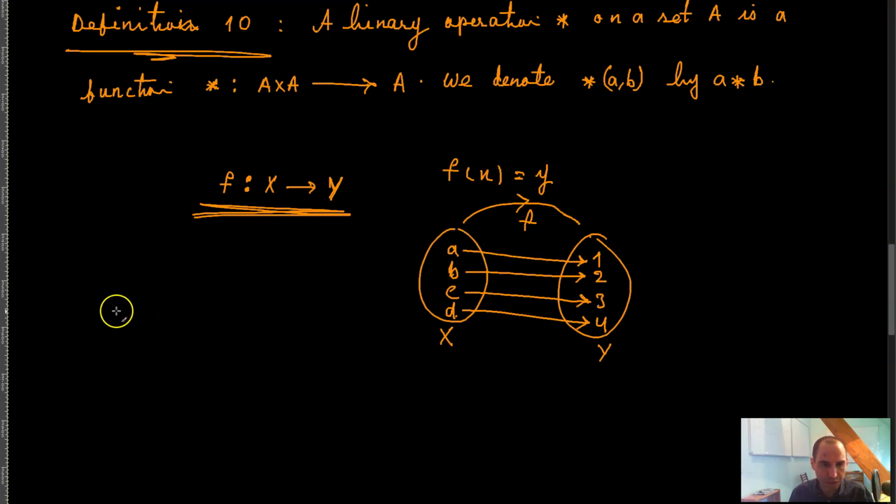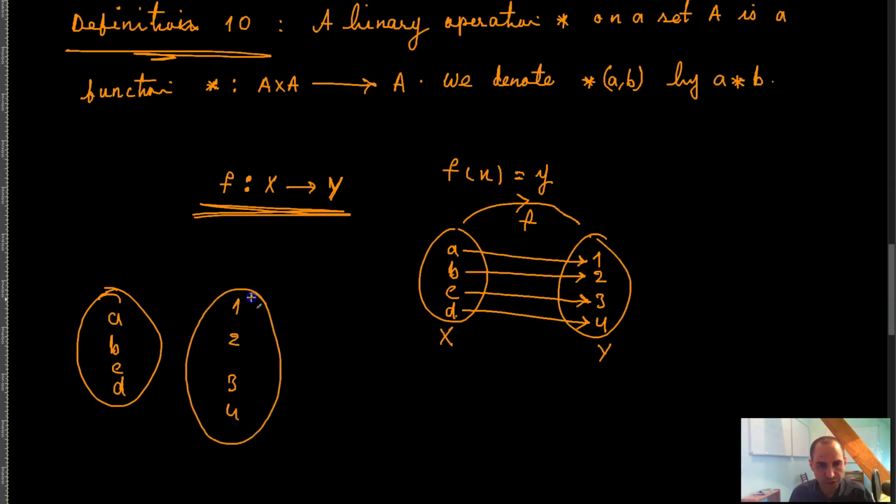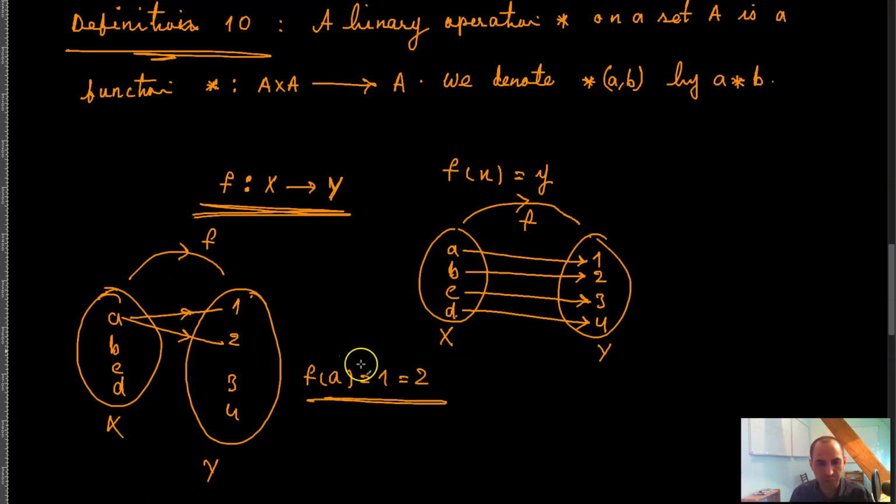But there is a problem here. If you have a, b, c, and d, and 1, 2, 3, and 4 over here, and these are X and Y, then you cannot do this and call it a function. Suppose that this is f. You cannot say that f of a is equal to 1 and is also equal to 2. That's just not possible.